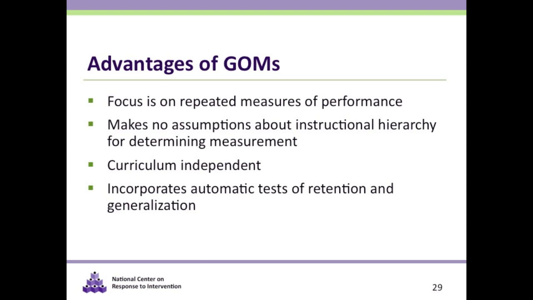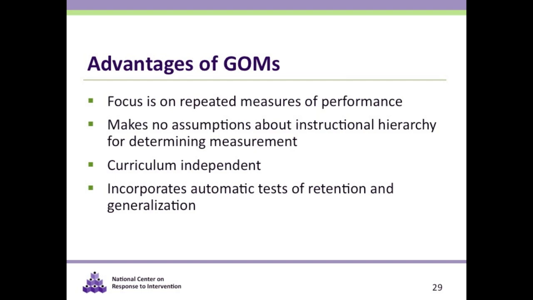Also, general outcome measures incorporate automatic tests of retention and generalization because they assess students on skills that have already been taught and may require a student to recall what they've learned, and they also will present students with skills that they have not yet been taught. And so if they have the ability to generalize or extrapolate what they have learned to the next step of the instructional sequence, this assessment would allow you to detect that as well. This allows the teacher to constantly assess whether the student is retaining what is taught earlier in the year and whether the student is able to think about what steps may come next.